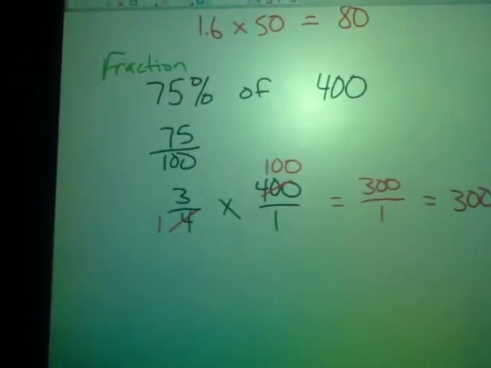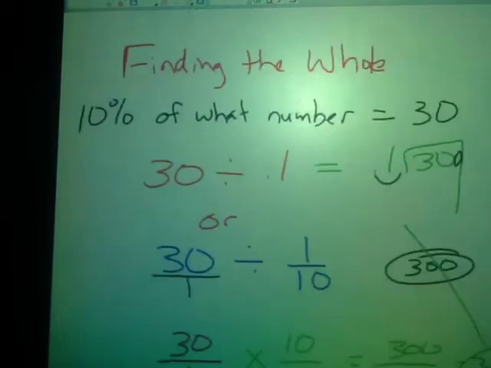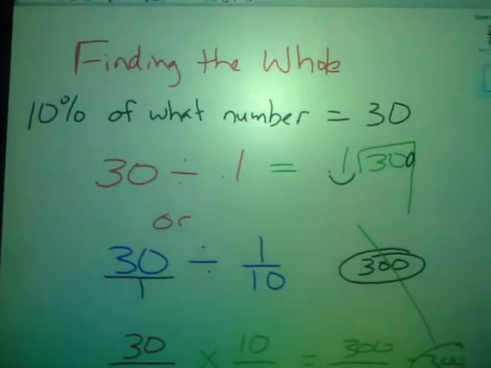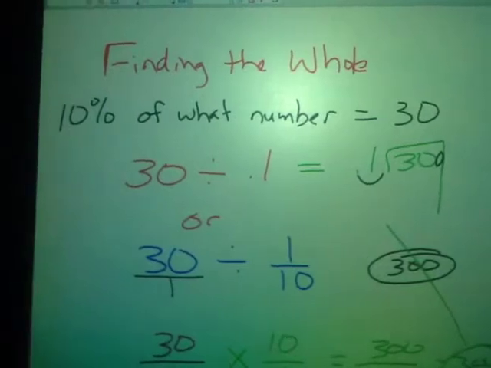Sometimes we are. The second part of this lesson is finding the whole. So this would be part B, basically. And notice it looks very similar to what we were talking about. It's 10% of, but instead of 10% of 30, it says 10% of what number is 30.